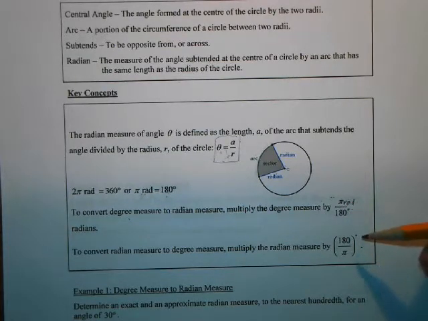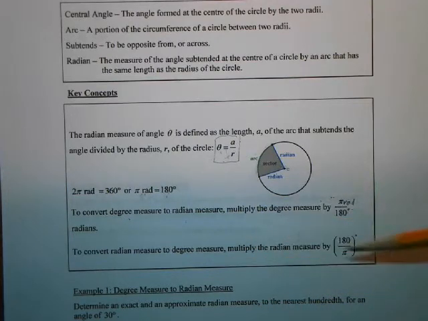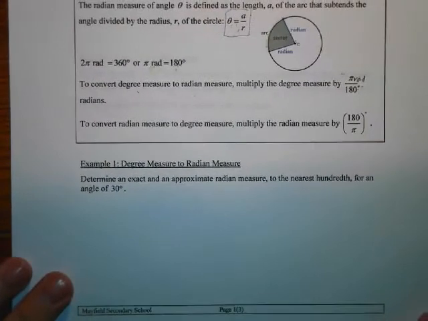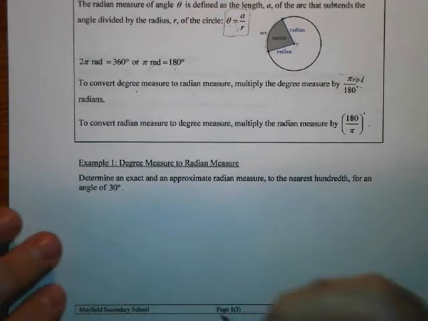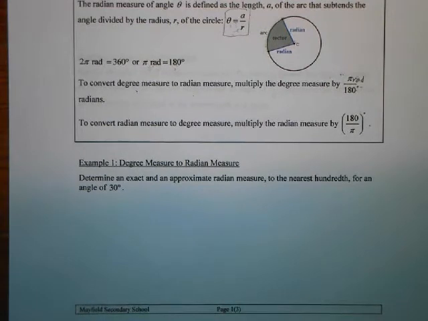And again, if we start with radians and we want to create degrees, well, we want the degrees to be on the top so that we actually have degrees in our new measurement. Okay, so hopefully that makes sense. Here's our first conversion. We want an exact and an approximate radian measure to the nearest hundredth for an angle of 30 degrees.